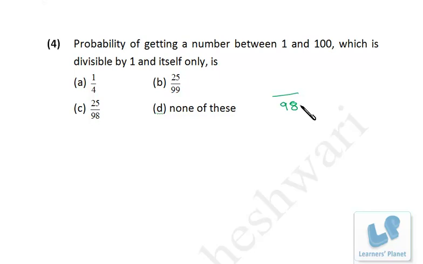Out of 25 prime numbers, 4 are one digit prime numbers, 2, 3, 5 and 7, and the remaining 21 are two digit prime numbers, right? So in all we are having 25 prime numbers. So the probability of getting a number that is divisible by 1 and itself is 25 by 98. Okay.